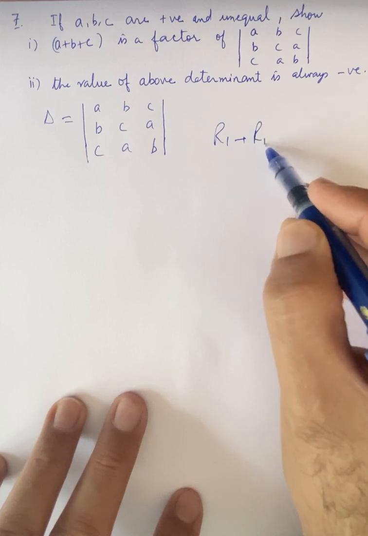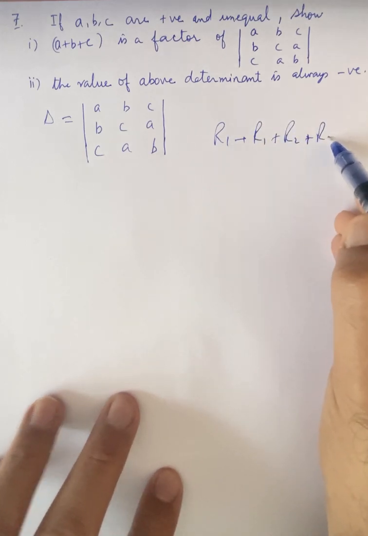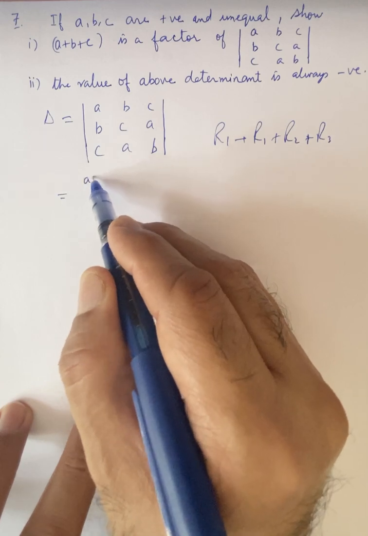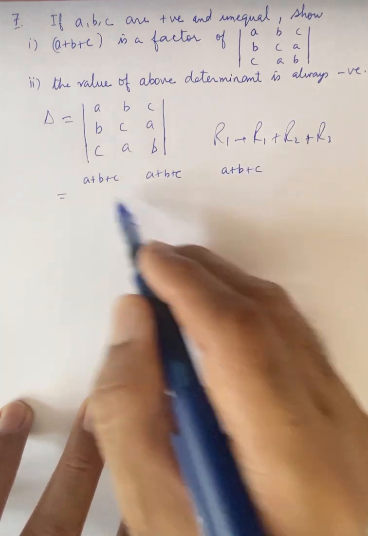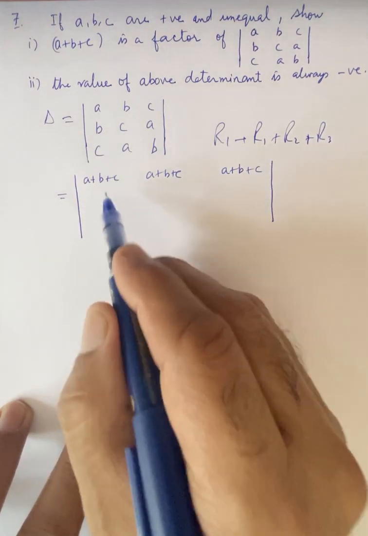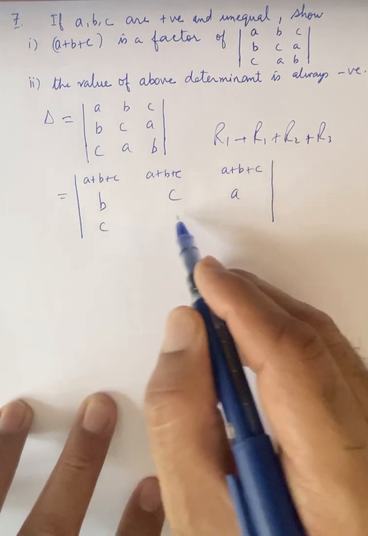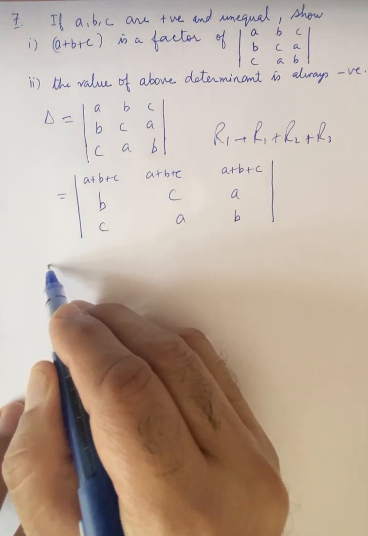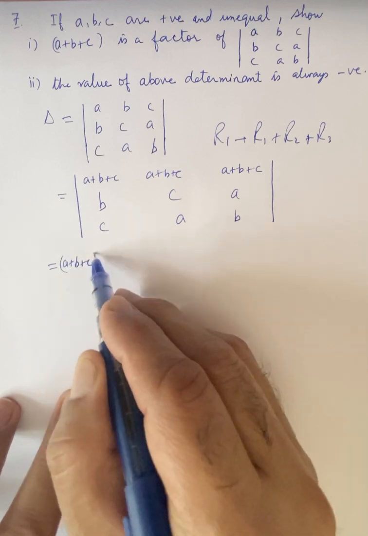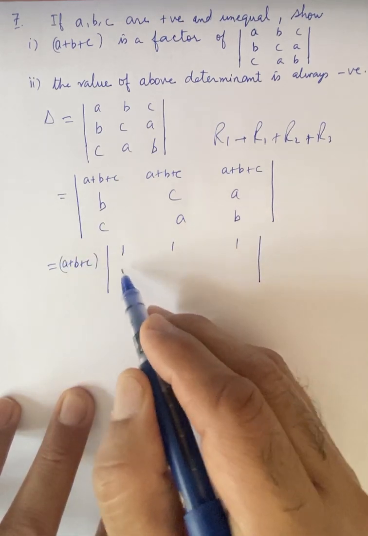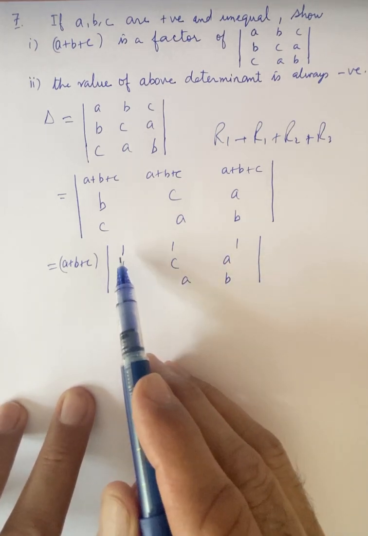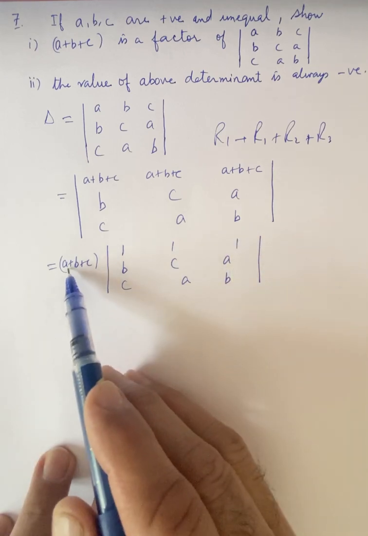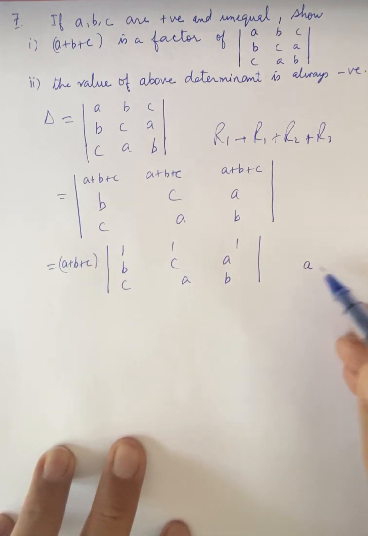So let's change R1 to R1 plus R2 plus R3. This will be a plus b plus c and a plus b plus c. This is b, c, and a, then c, a, and this is b. Taking a plus b plus c common. This is b, c, and a, and c, a, and b. Okay, we have already proved a plus b plus c is a factor. So this proves a plus b plus c is a factor.